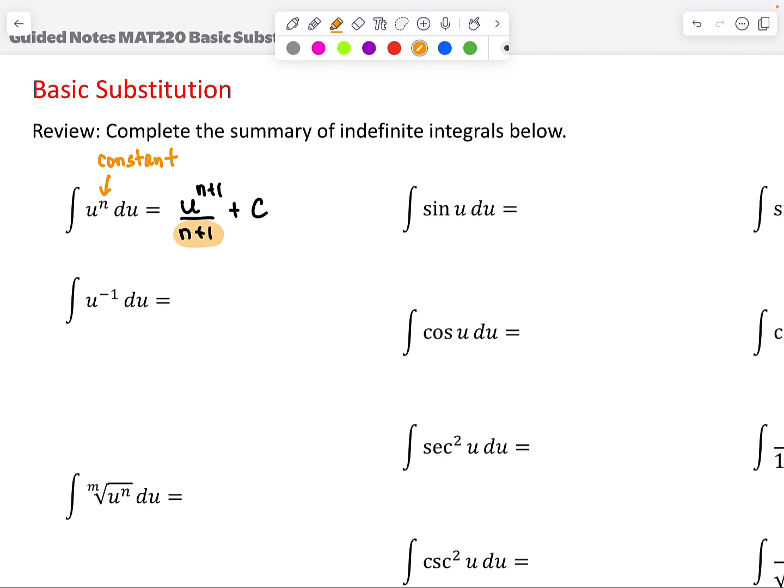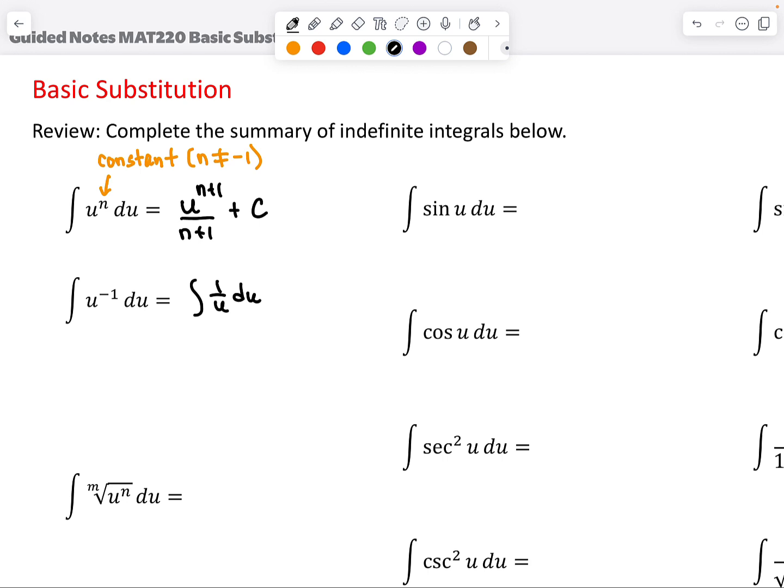Now, of course, this formula breaks down if n is negative 1, because we can't divide by 0. So we must assume that n is not negative 1. Otherwise, for every other choice of n, this formula works. So that begs the question, what happens if I integrate u to the negative 1? Well, this is an integral of 1 over u du.